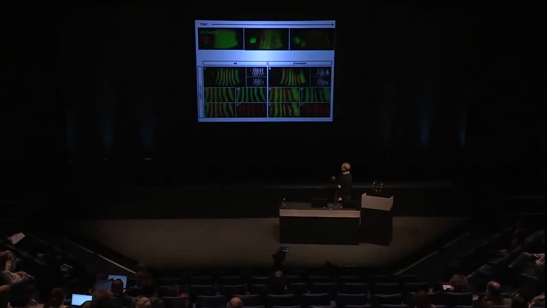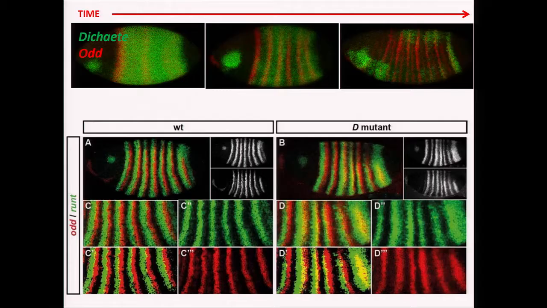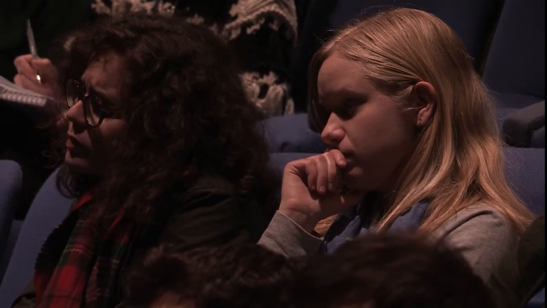So if we look at this wild-type embryo, we see these nicely abutting stripes of odd and runt, which arise partly because the odd-skipped protein represses runt. However, in dikete mutants, we see extensive overlaps between odd and runt because odd fails to repress runt. And this leads to this kind of irregular pattern of runt stripes, which down the line will eventually lead to patterning defects.